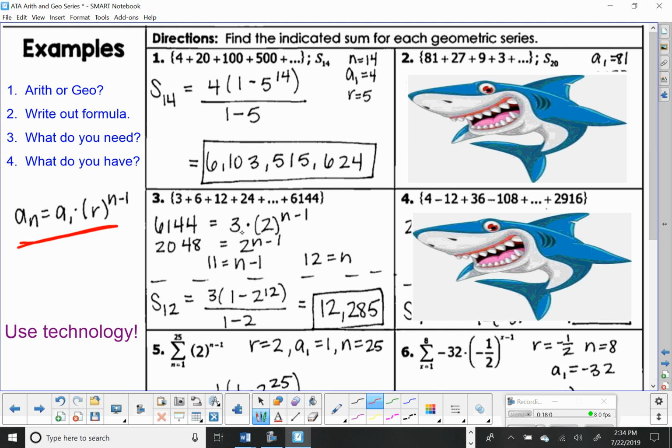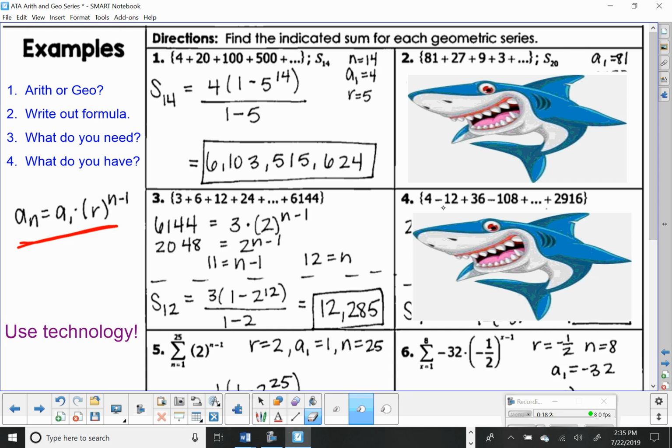Okay. I can figure out what my ratio is. R was equal to the 6 divided by the 3. That's where I got the 2. The 3 is the first one. I don't know n. I do know my last term. So I need to find n. So that's what I was doing. I found n. Once I have n, then I know it's 12. Now I know I'm summing the first 12 terms.